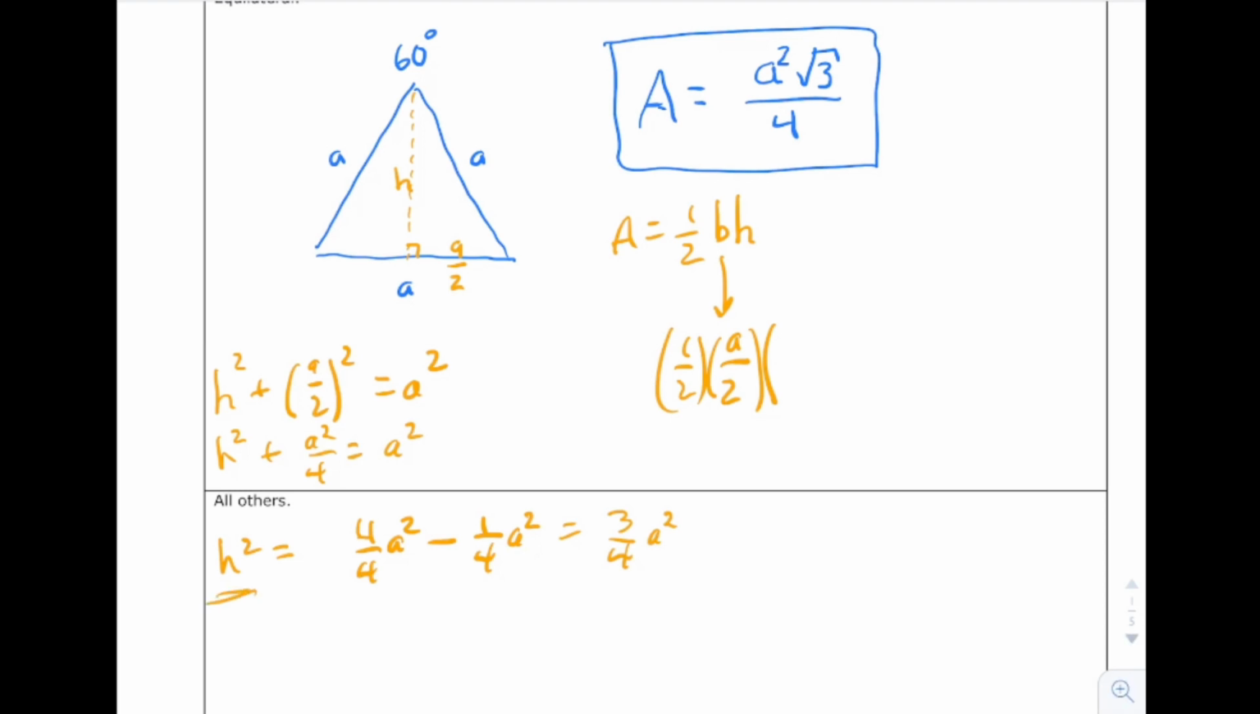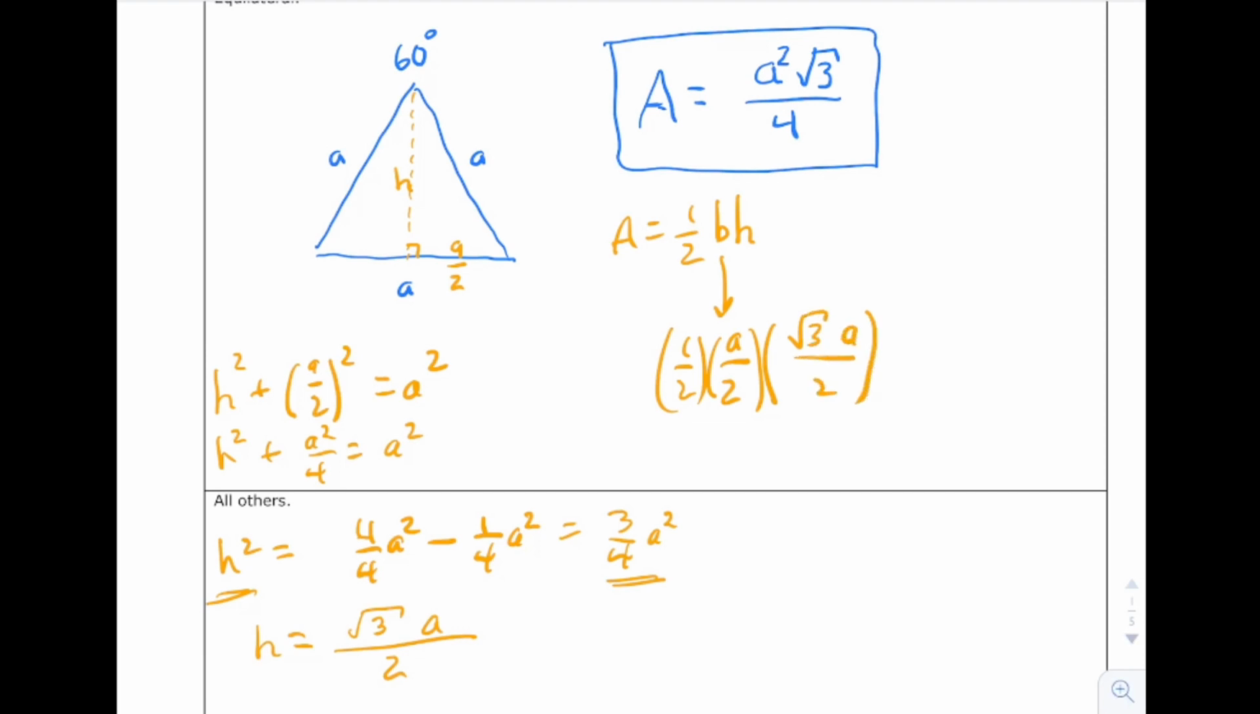H squared is equal to 3/4 a squared. If you take the square root of both sides, you get the square root of 3. Square root of a squared is a, square root of 4 is 2. And that's why we're getting that the height is square root of 3 times a over 2.